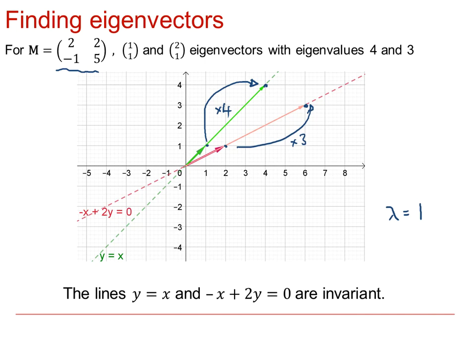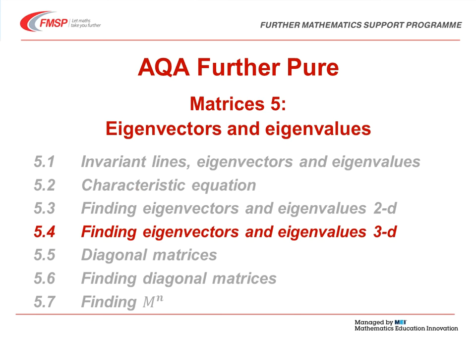Well, that's the end of this video looking at 2 by 2 matrices and eigenvectors and eigenvalues. And in the next one we'll look at what happens when we've got 3 by 3 matrices.